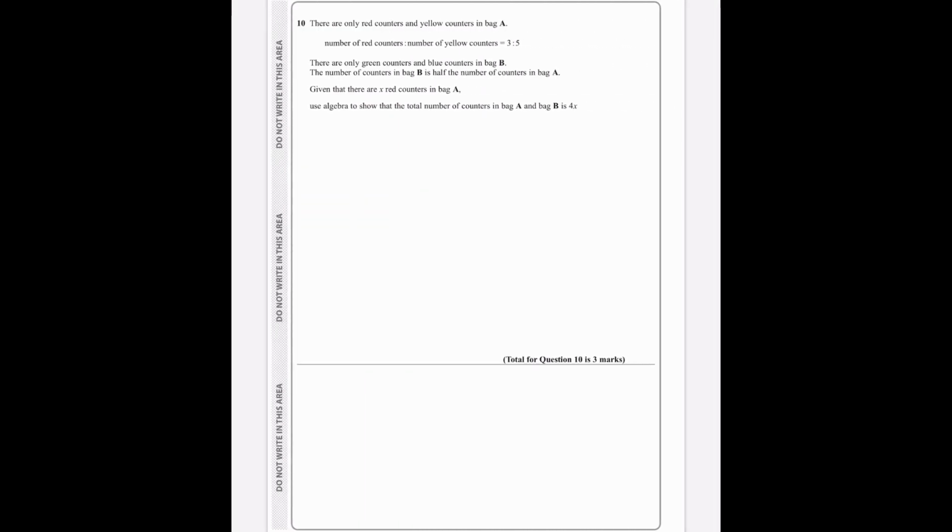Okay, for the counters in the bag, if we have X red counters, then we can work out an expression for the number of yellow counters. It would be 5 over 3x because they're in the ratio of 3 to 5. So the number of counters in bag A will be x plus 5 over 3 lots of x. Well, x is the same as 3 over 3 lots of x, so that gives me a total of 8 over 3 lots of x. The number of counters in bag B is half that, so that would be 4 over 3 lots of x.